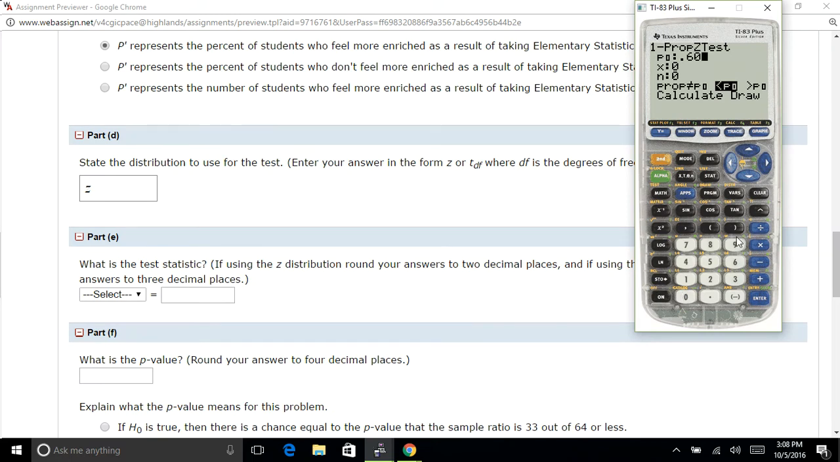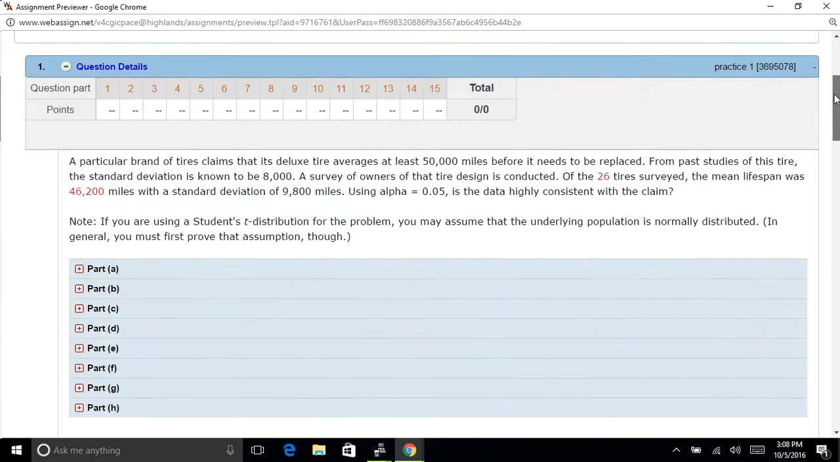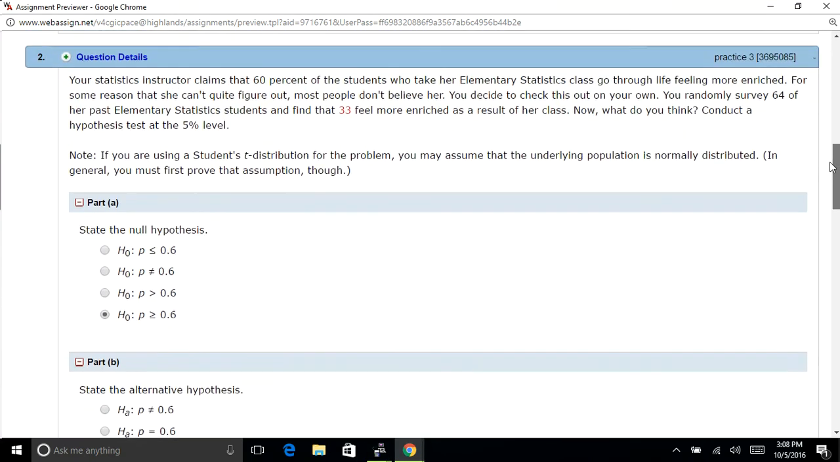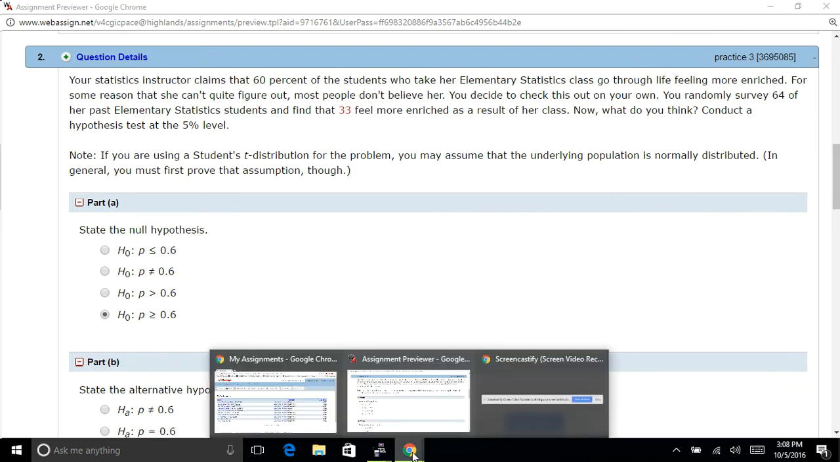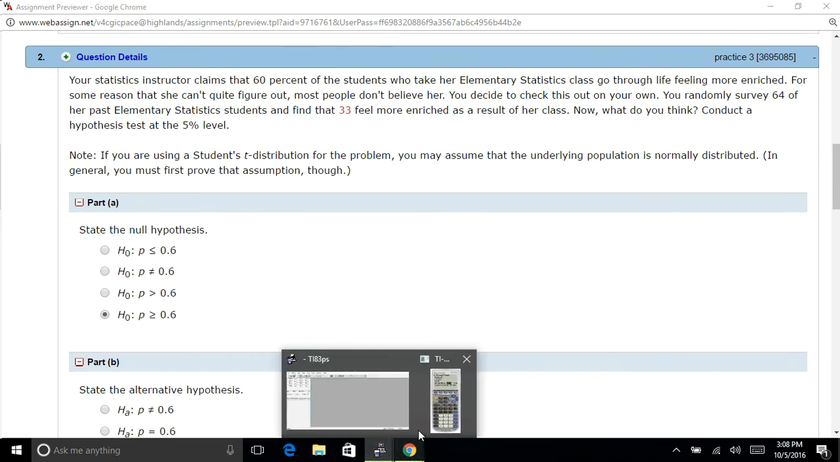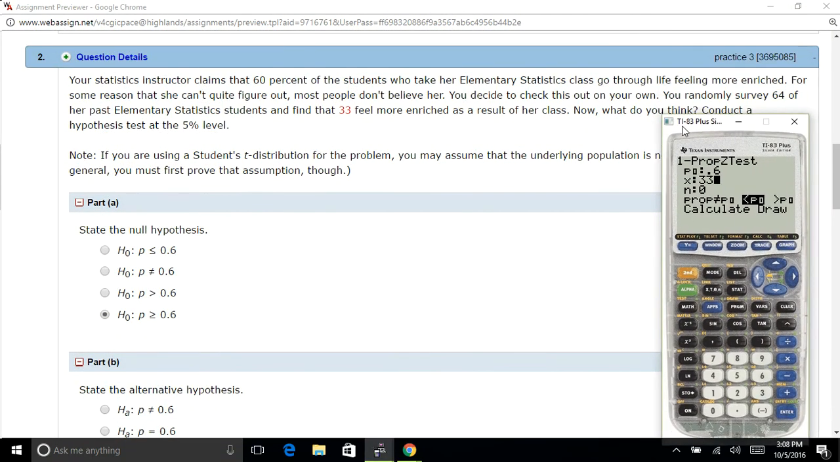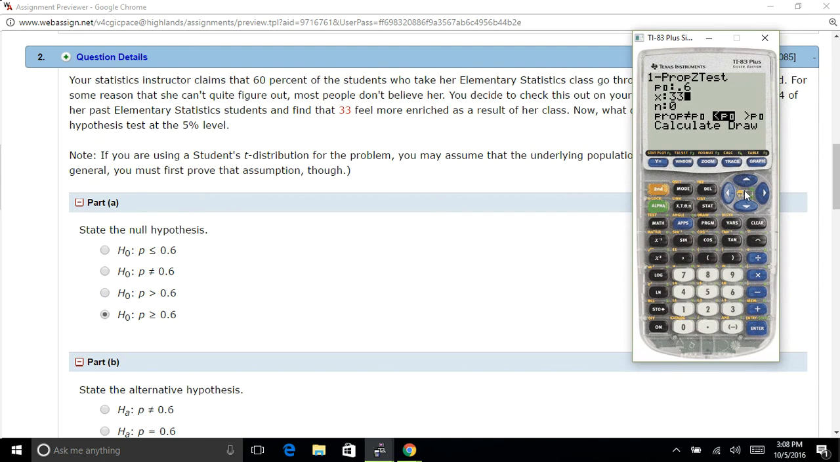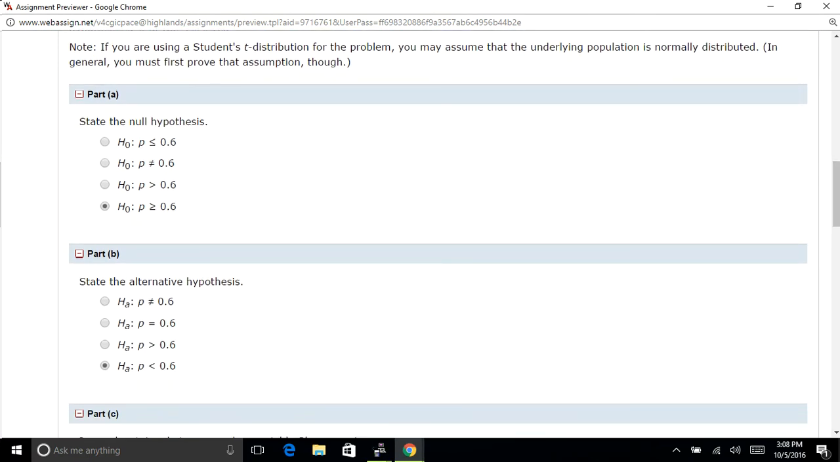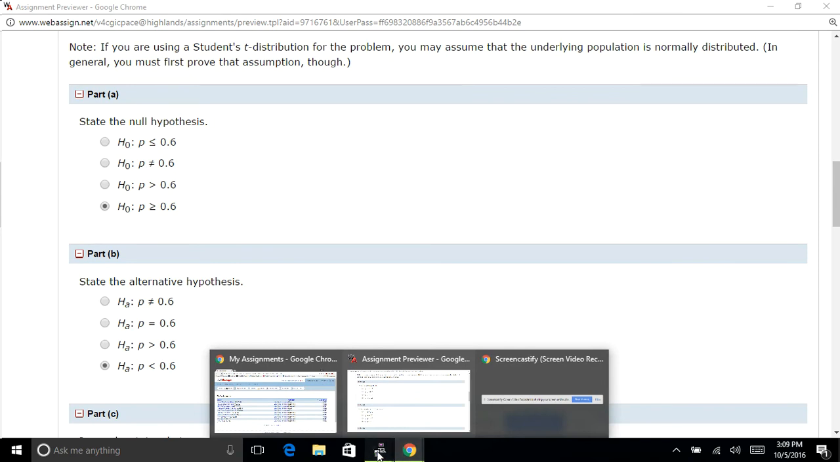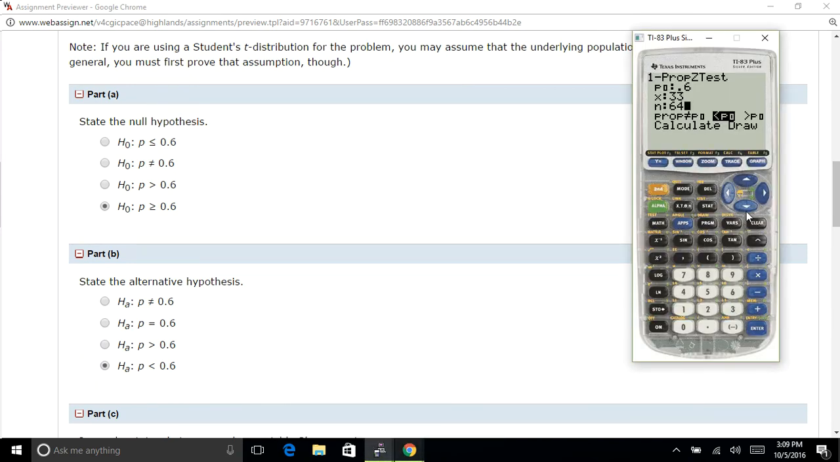Okay, x is the number of students who answered. Let's go back up to the problem and I'll show you. This problem. So she finds 33 of them feel more enriched in the class. That's where I'm getting that 33 from. n is for everybody in the class that was surveyed, so if I go down, that's 64. I also need to go to my alternative again and see that my alternative was less than. So I'm going to put that in there, so this is going to be a less than down here, and then I hit calculate.